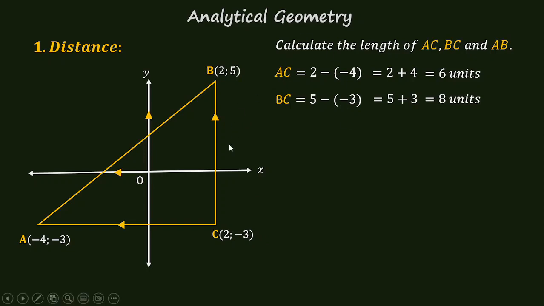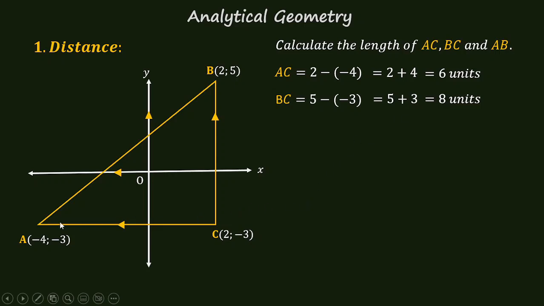We could also have done it like we did with AC, and say from the origin, the x-axis, we move 5 units to B, and then from there we move 3 units to C. 3 plus 5 would give us 8 units.